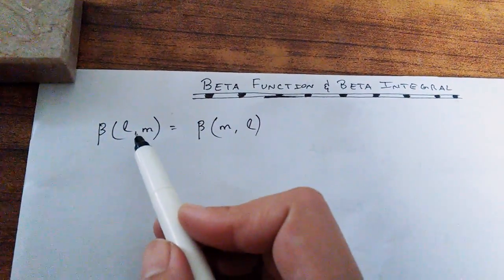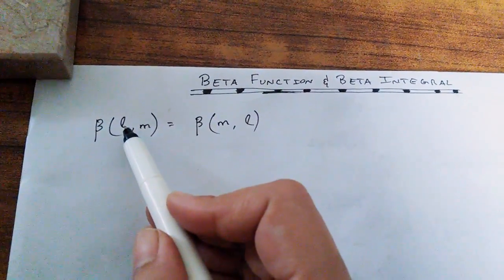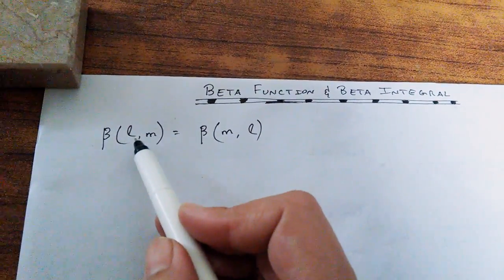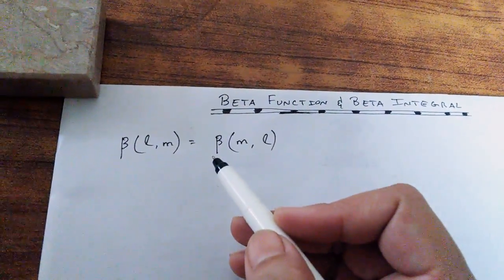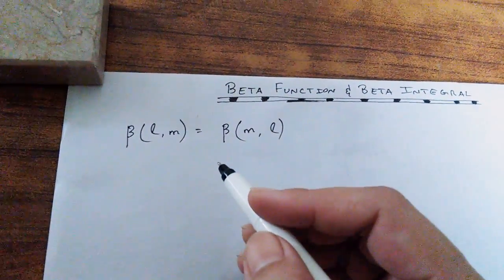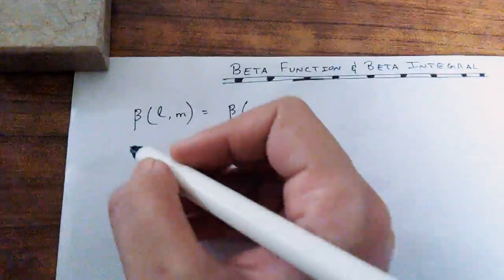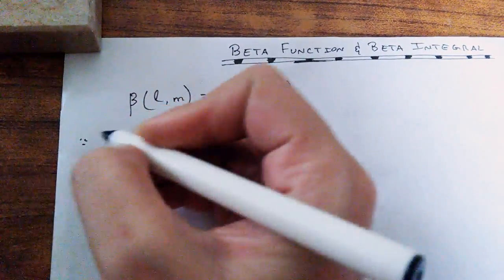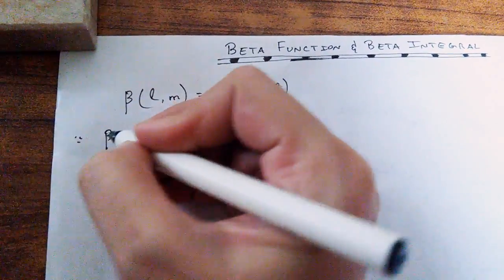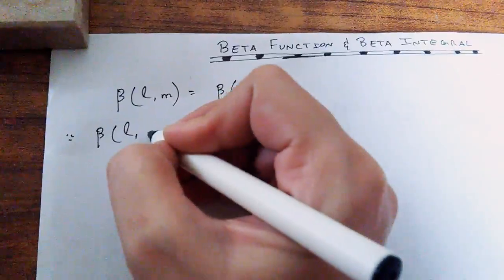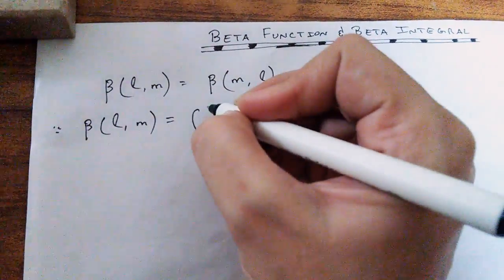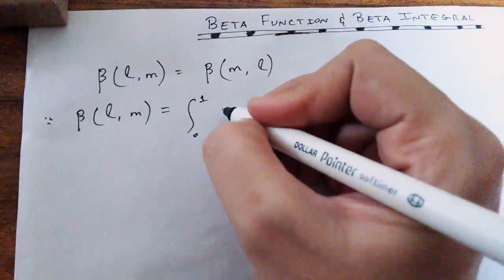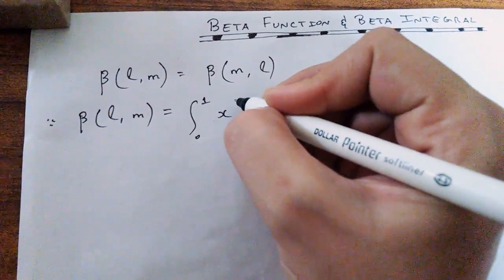This means the order of the positive real numbers inside a beta function is not going to affect the result of this function. You know well that the definition of the beta function is expressed with respect to this integral that you call the beta integral.